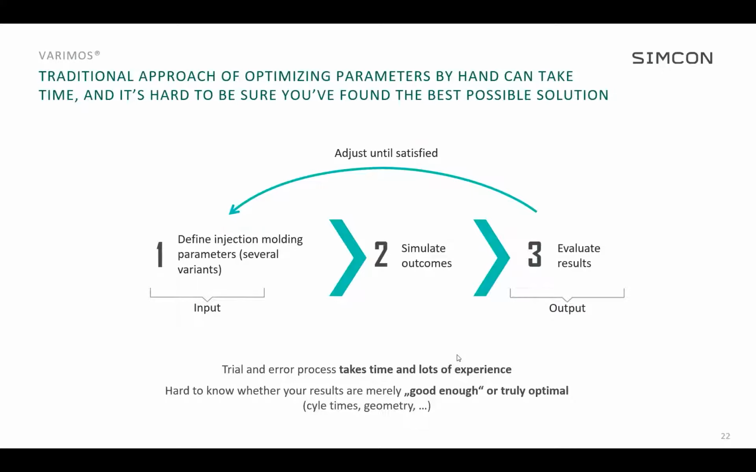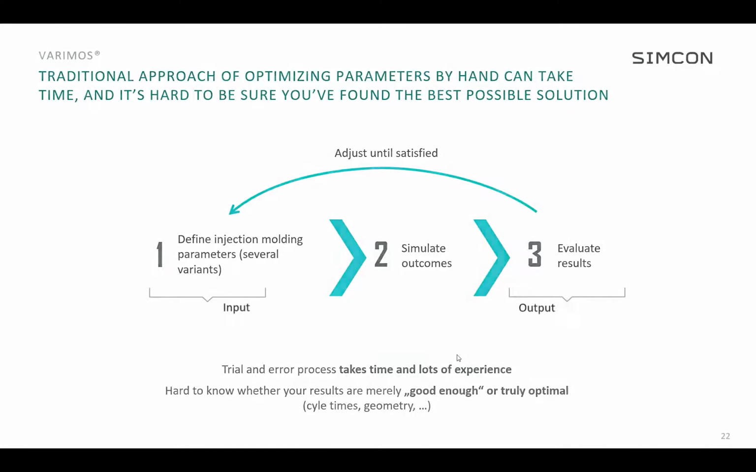A traditional simulation process starts with defining the injection molding parameters. We simulate to find the outcome. We then evaluate the results to gain some knowledge from this. So this is the iterative loop of adjusting the parameters, getting a simulation, finding results, and beginning again and again. And we end up a lot of the time with a good enough outcome here.